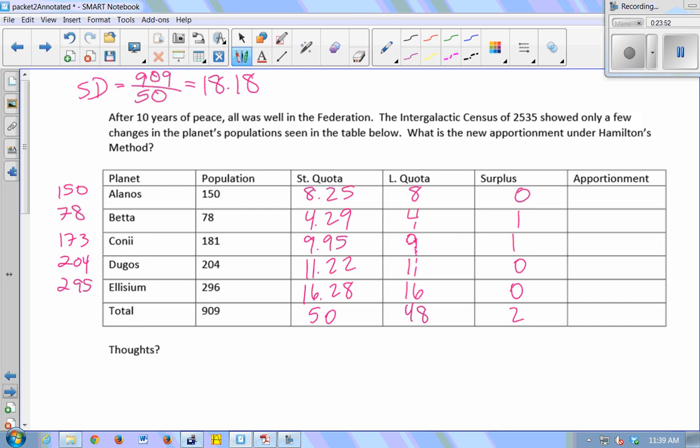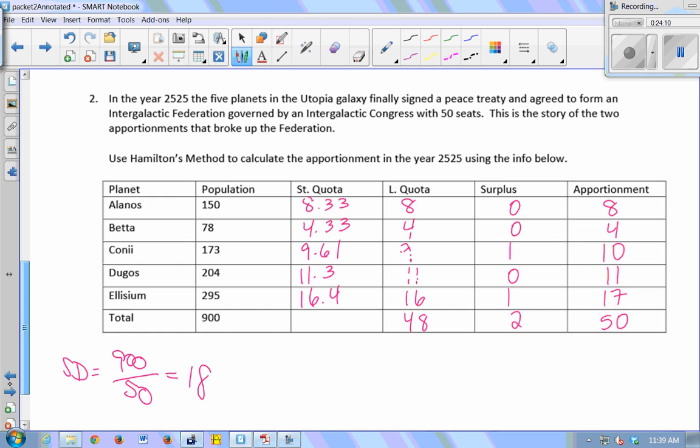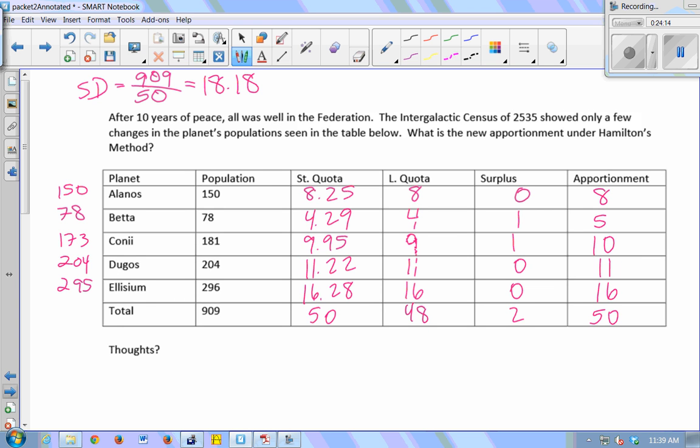And so now the final apportionment is the lower quota plus the surplus. So we have 8, 5, 10, 11, 16, which totals 50. So let's just jot down next to that what the apportionment was 10 years ago. So we have 8, 4, 10, 11, 17.